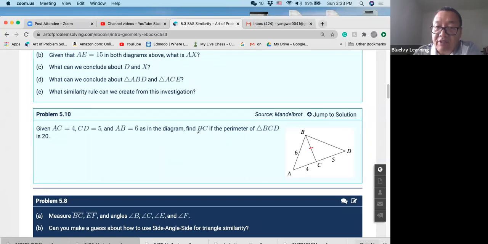Then they ask you to find BC if the perimeter of BCD equals 20. So that means you can get BC plus BD, this one should equal 15, right? Because CD equals 5 and the perimeter of BCD equals 20. So BC plus BD equals 15. But we are looking for BC, so that means we need to find BD. Okay, how to find BD?